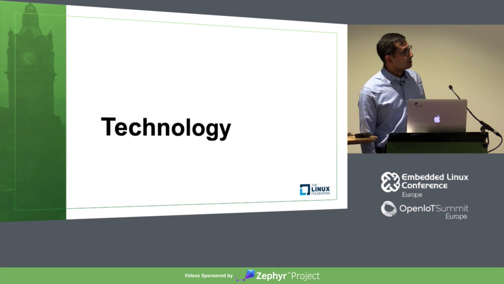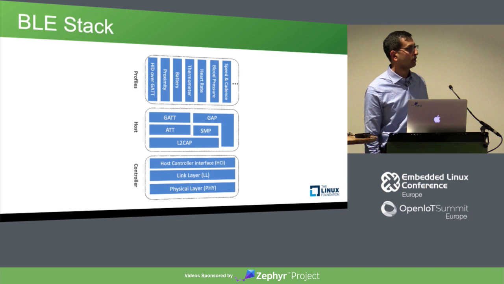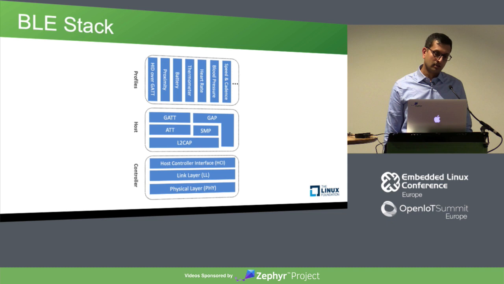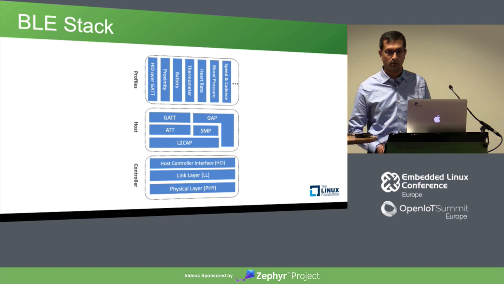So moving on to the technology, what's underneath it, the BLE stack looks as shown here. At the bottom, you have the PHY, which is basically the 2.4 gigahertz. And then there's the link layer, which implements the roles and states, and a standard host controller interface specified in the specification, which then can be used by hosts like Zephyr host or BlueZ host to achieve a connection with a peer device and so on.